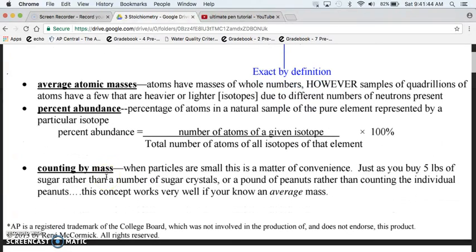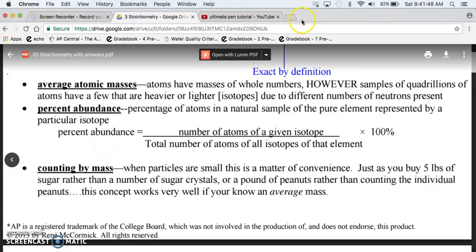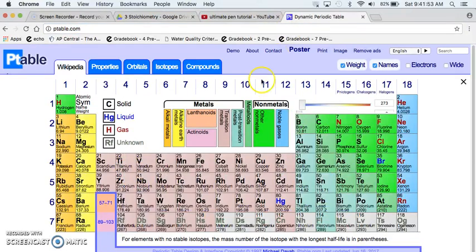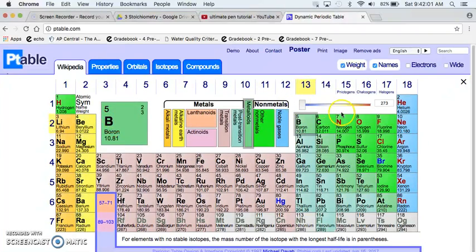So these are what you're really looking at when you see an atomic mass on the periodic table. So let's go to ptable.com real quick. When you see one of these numbers, like carbon, you can see the elements pictured over here. Carbon has an atomic mass of 12.011. When I say that carbon has an atomic mass, I don't mean carbon 12 has that atomic mass. I mean carbon's average atomic mass is 12.011.